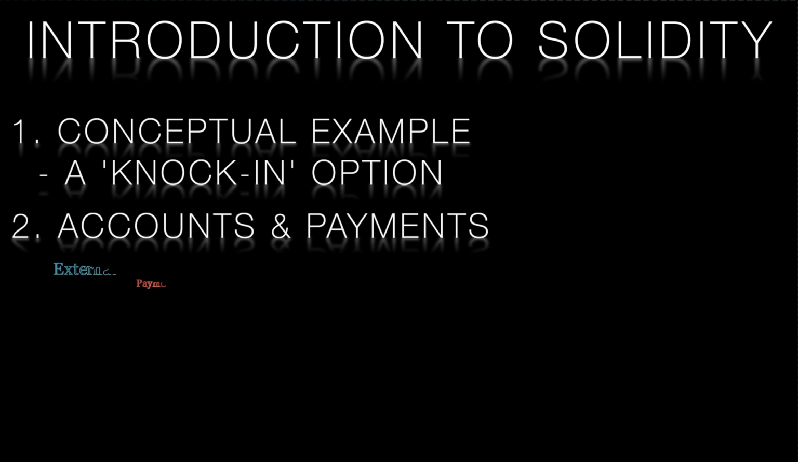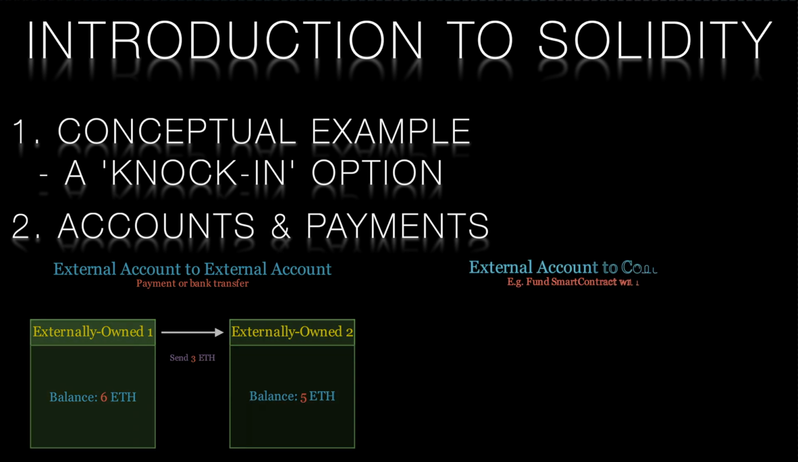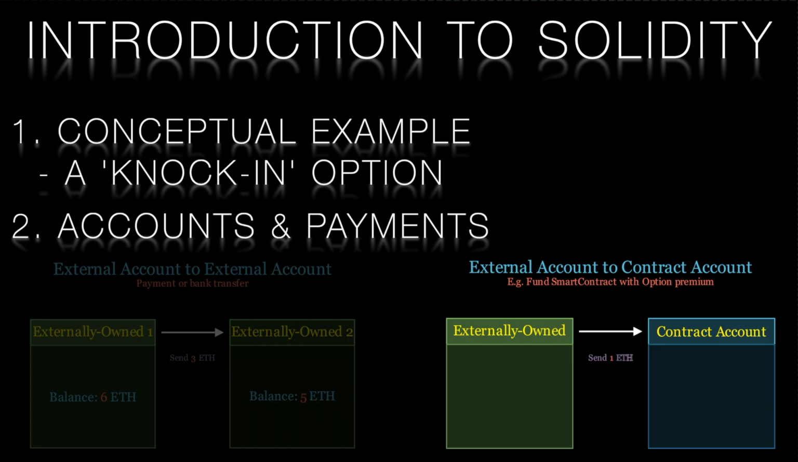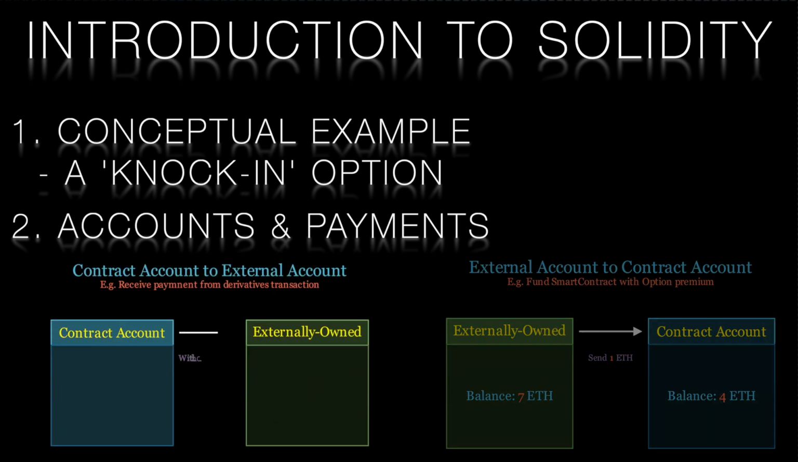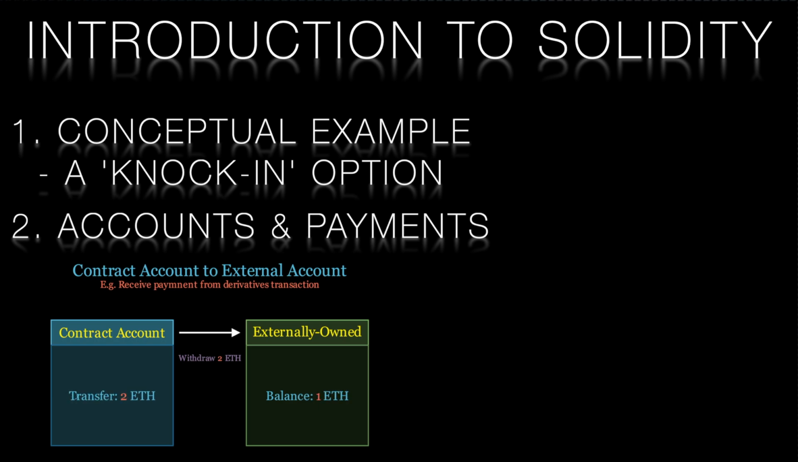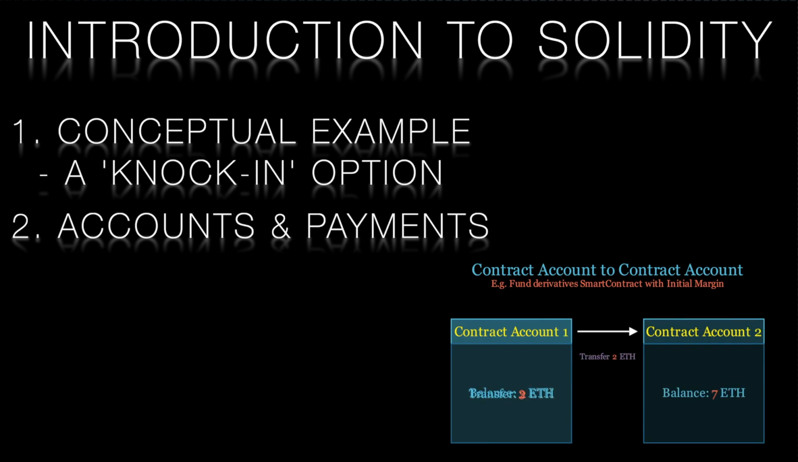These include accounts. As we shall see in the knock-in option example, we need to support payments of funds from one account to another. We also need to fund contracts with currency, such as paying option premium. Furthermore, we need to withdraw funds from contracts, such as the receipt of currency from a derivatives contract. And also, funds may need to be transferred between contracts themselves. We'll look at the rich account structures built into Solidity to support all of these use cases.